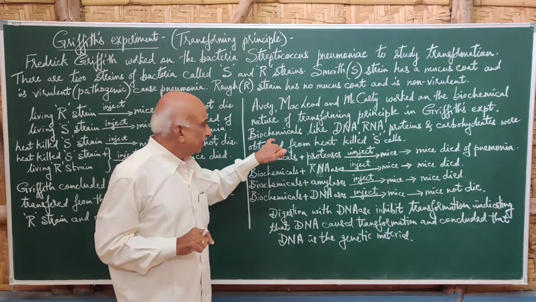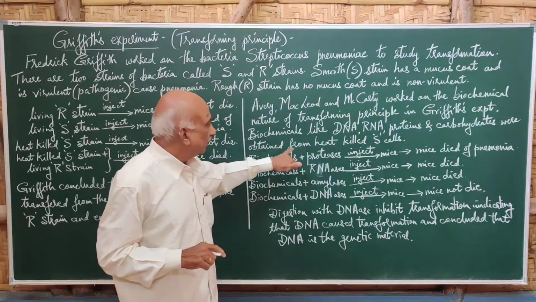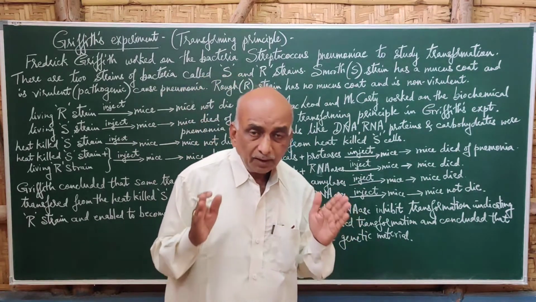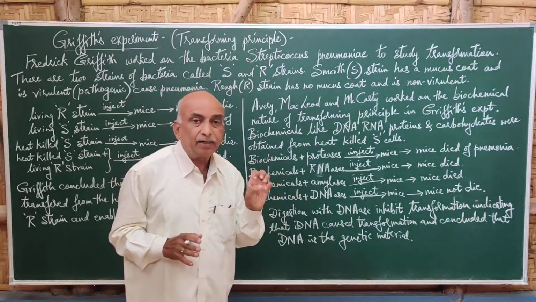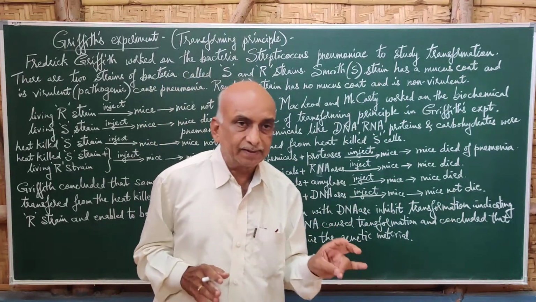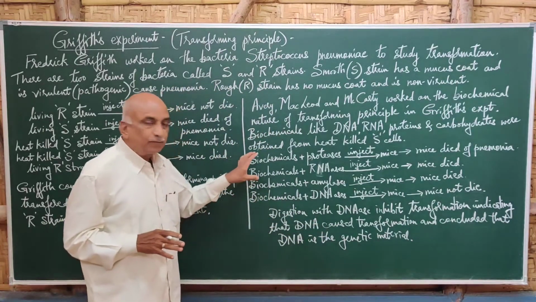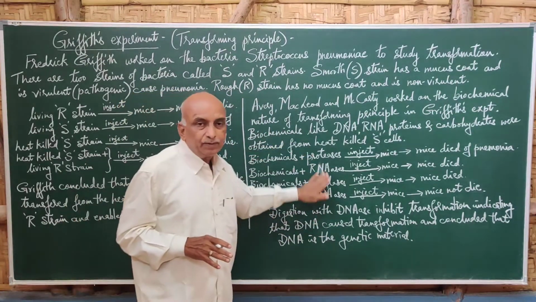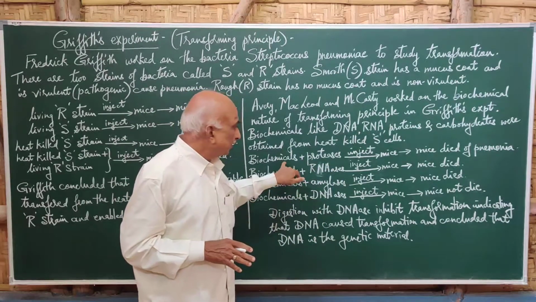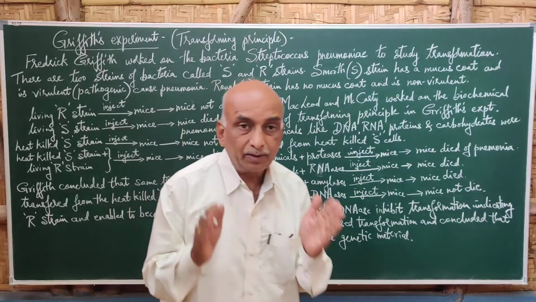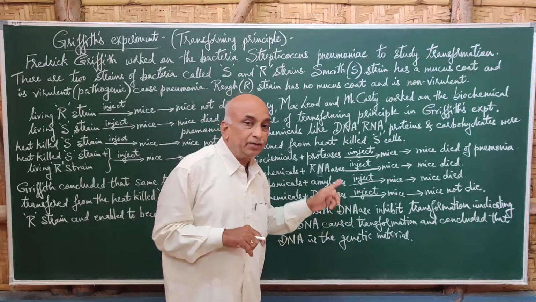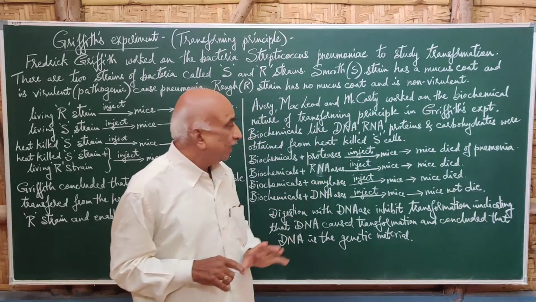So they extracted the biochemicals from the heat killed S cells, like DNA, RNA, carbohydrates and proteins. They used different enzymes on this mixture of biochemicals and injected it into mice. First, the biochemicals were mixed with proteases and injected into mice, and the mice died of pneumonia.